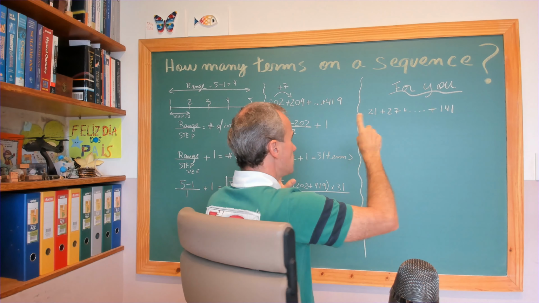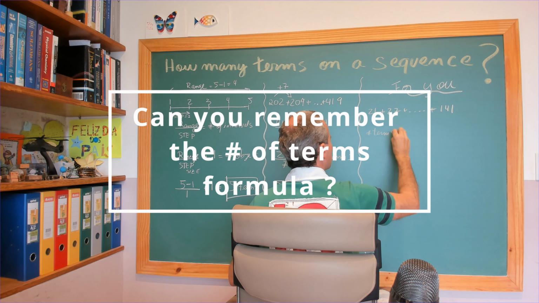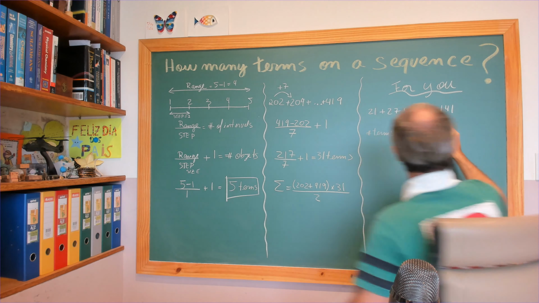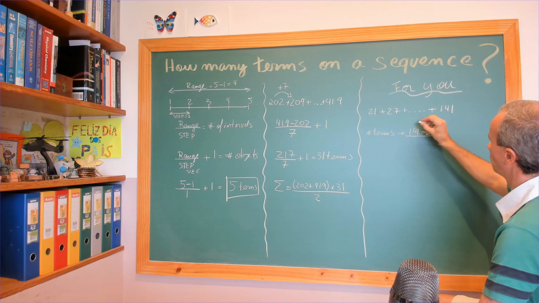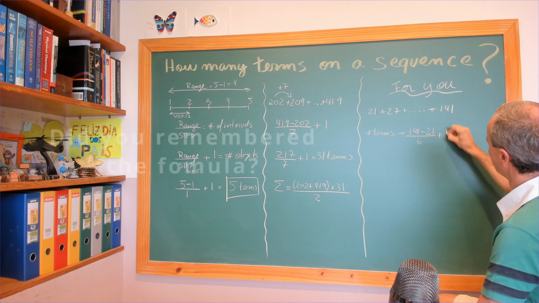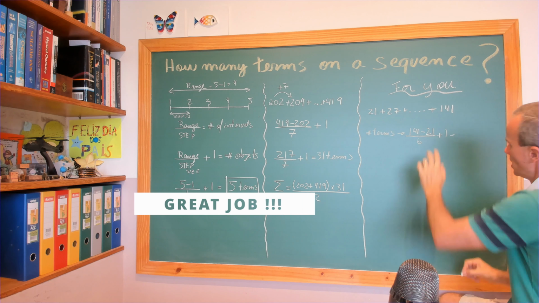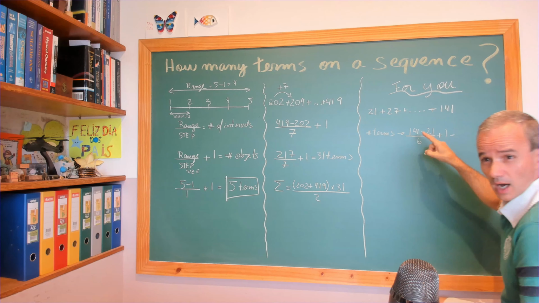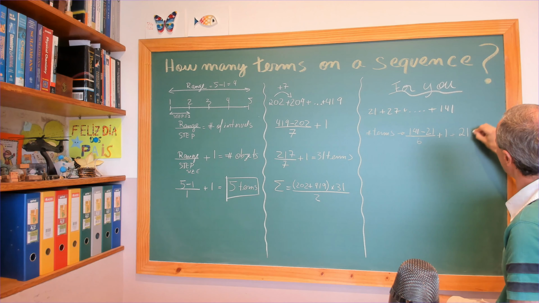So first, the number of terms. How many terms? The number of terms is going to be the range divided by the step size, which in this case is 6, isn't it? Plus 1. Because here I get the number of intervals and I want to know the number of objects. Let's do it mentally. 121 minus 21 is 120. 120 divided by 6 is 20, plus 1, 21 terms.